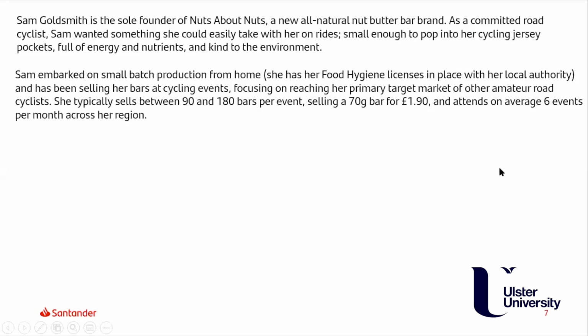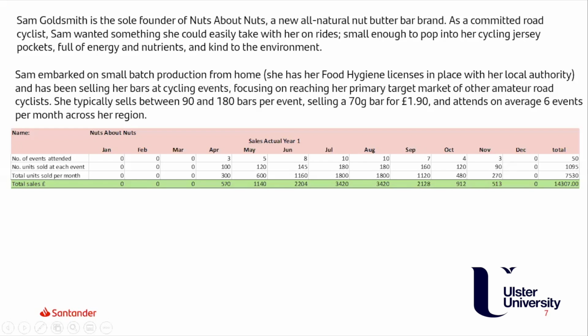So she's got her food licenses in place, and she's been selling her bars at cycling events, focusing on reaching her primary target market of other amateur road cyclists. And she typically sells between 90 and 180 bars per event, and she sells them for £1.90. And typically she's attending 6 events per month across her region. So her sales from last year look like this.